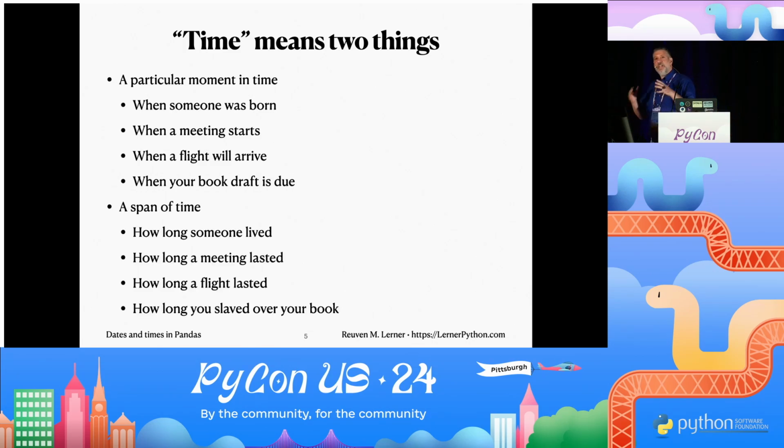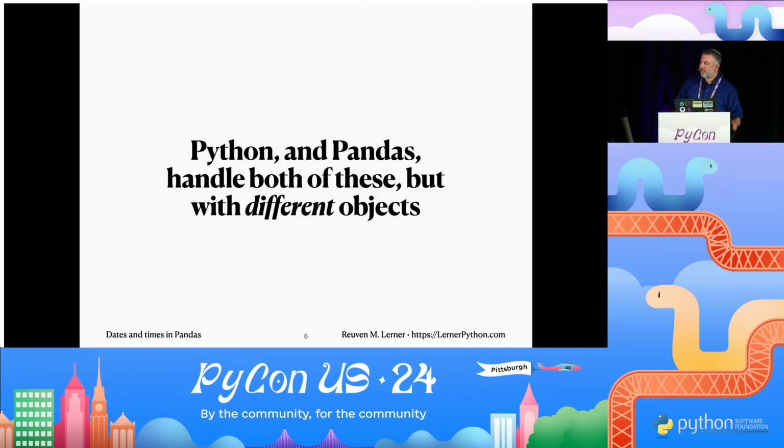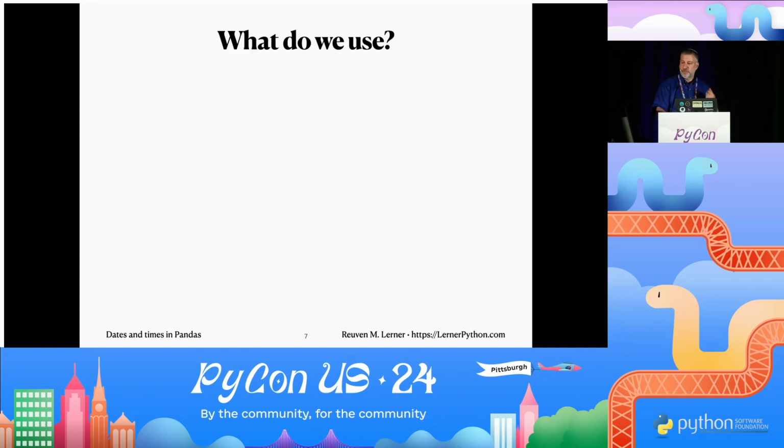And then we can also use time to describe a span of time, not one particular point, but a length. How long someone lived, how long a meeting lasted, how long a flight lasted, how long you were working with great love on your book. Now, Python and Pandas handle both of these, but because we have two different meanings for time, we need two different objects for them. So what do we use?